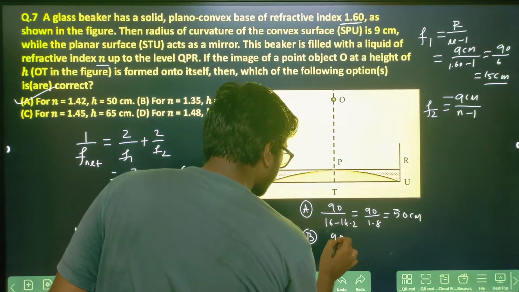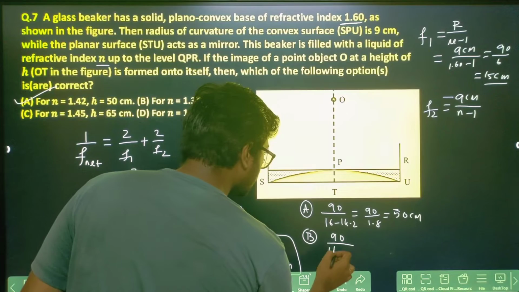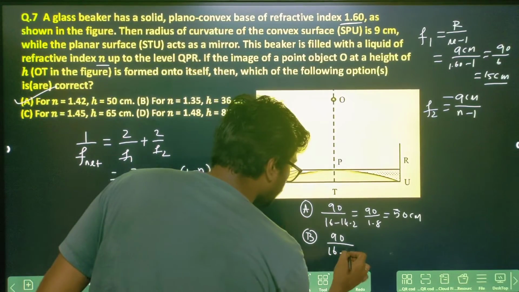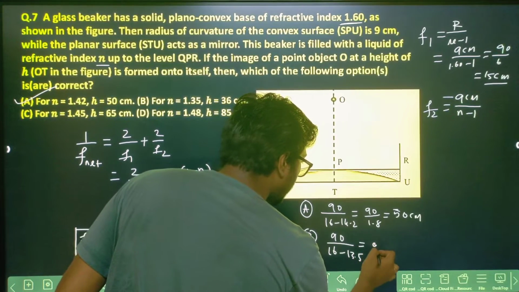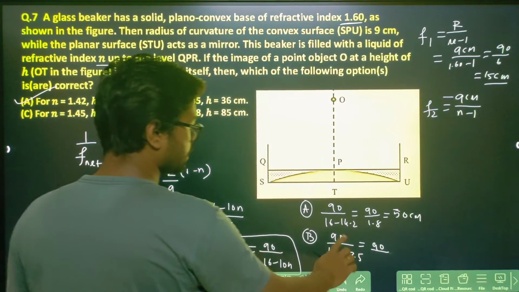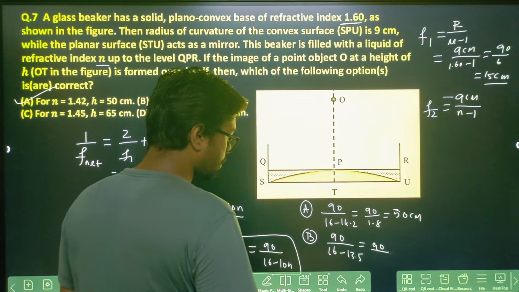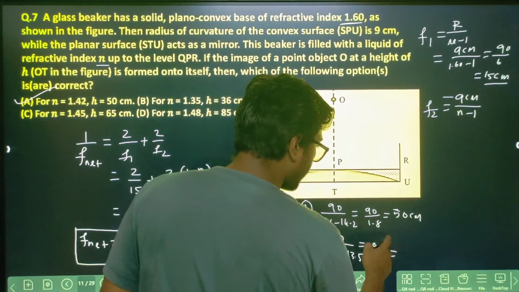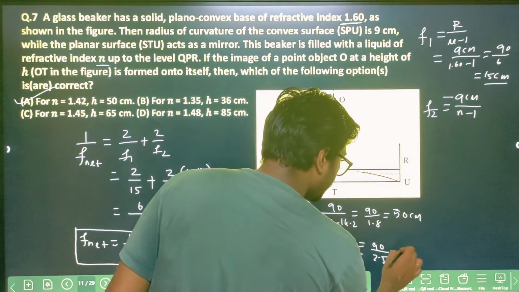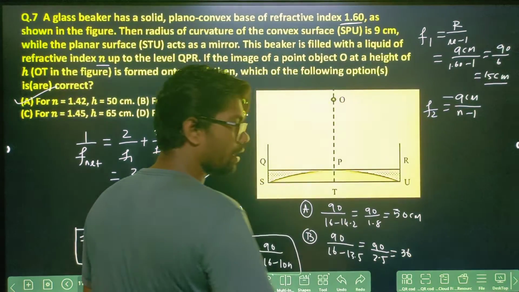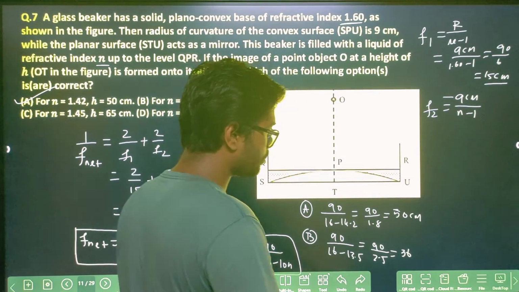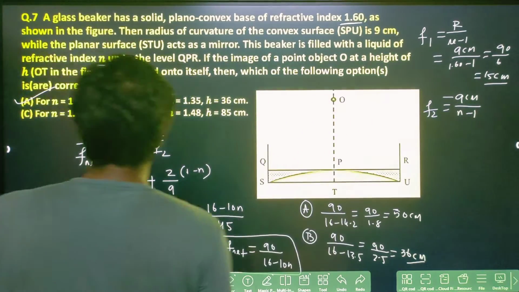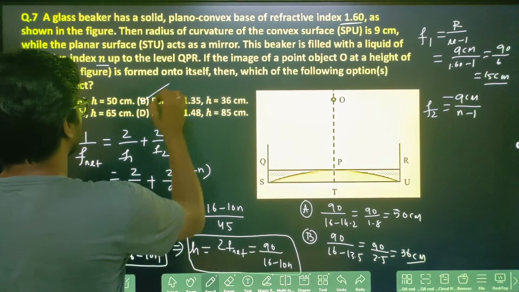Now go for option number B. This will be 90 divided by 16 minus 10 into 1.35, that is 13.5. So this will be 90 divided by 16 minus 13.5, that is 2.5, right? So this will be 900 divided by 25. 25 into 100 cancel out, so it will be 9 into 4, which is 36 centimeter. So B will be correct also.